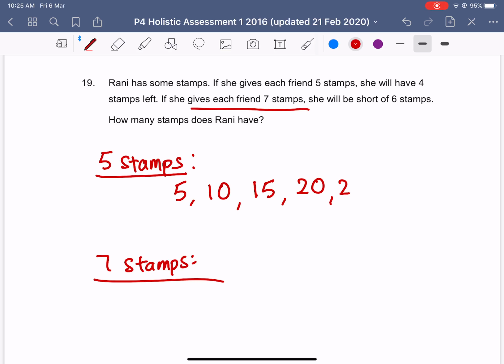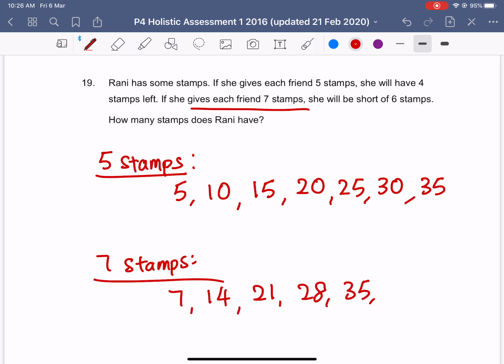So you notice that I'm writing out all the multiples. Now what about 7 stamps? If she gives 7 stamps and has only one friend, that means she has 7 stamps. If she has 2 friends, she will need to give away 14 stamps. If she has 3 friends, she will need to give 7 times 3, which is 21 stamps. Again, I'm listing out all the multiples of 7. It can go on, but I stop at some point.